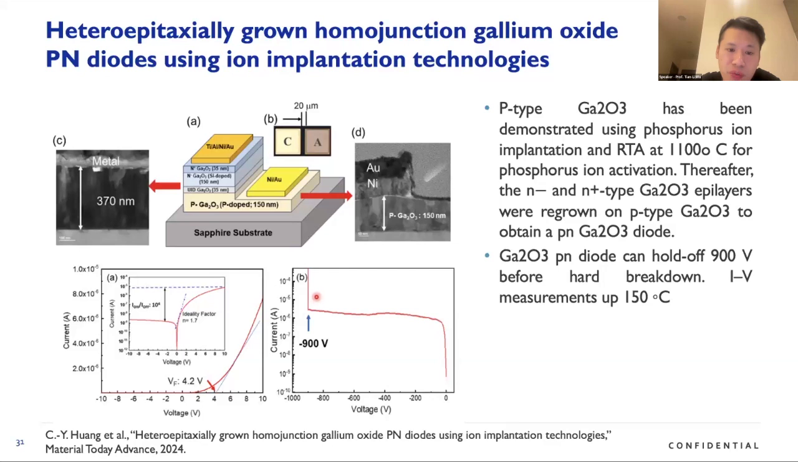That's a very promising demonstration that gallium oxide can be grown on top of a sapphire substrate, which can be considered a low-cost approach, and by using this P-type implantation we can easily realize the PN diode in gallium oxide transistors and gallium oxide diodes.